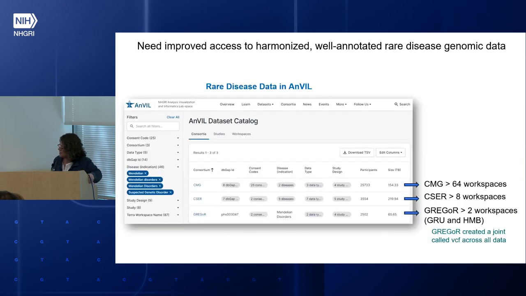And so last night I went into the AnVIL platform to see what rare disease data was in there. To date, I think there's basically three data sets in AnVIL, the NHGRI-supported cloud platform: CMG, CSER, and GREGoR. Although the CMG has 25,000 cases, they're spread across 64 workspaces. It's not easy to aggregate that data. CSER is spread across 8. We've really worked to build a common data set that's joint called and harmonized through the GREGoR Consortium. So all that data is only in 2 workspaces based on the consent levels, GRU versus HMB.